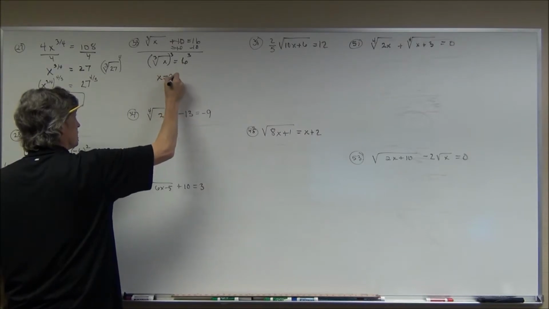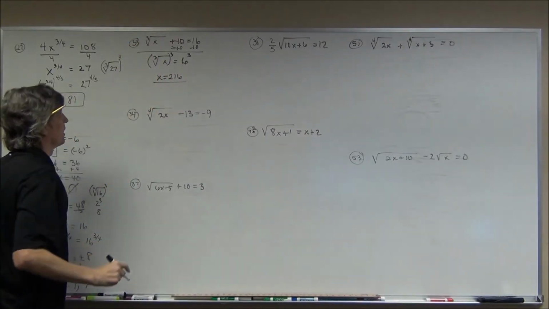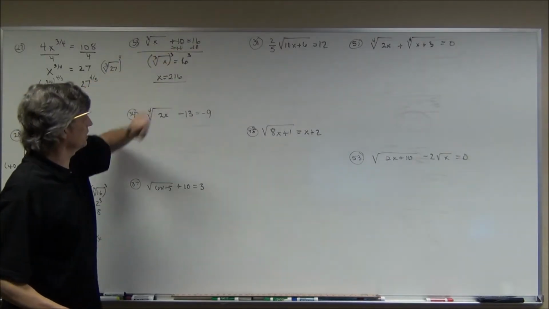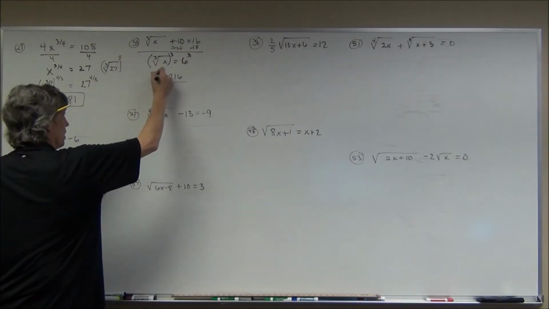6 times 6 times 6 is 216. You can plug back in. The cube root of 216 is 6, plus 10 is 16. It checks out okay. Good answer.